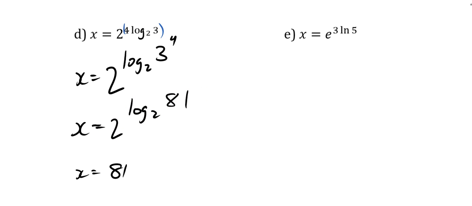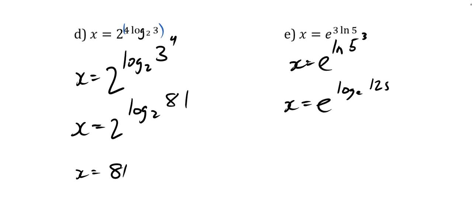Okay, what about this next one? Similar idea. x equals e to the ln of 5 cubed, because I can take the 3 out front and put it in the exponent. And this is the same property as the last one. You don't need to write this, but log base e of 5 to the 3 is 125.